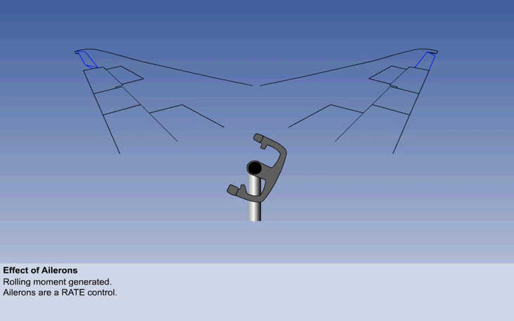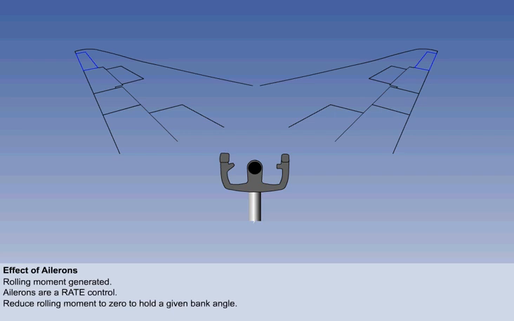Usually, you roll the aircraft to a given bank angle to change heading, in other words, to turn. To hold a given bank angle, you must reduce the rolling moment to zero by returning the ailerons to neutral. Please bear in mind that we are presenting only the principles of flight. When you start flight training, your instructor will show you what is actually required to hold a constant bank angle, but don't worry, it's not fundamentally different.